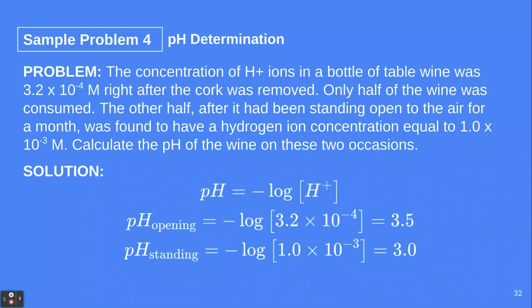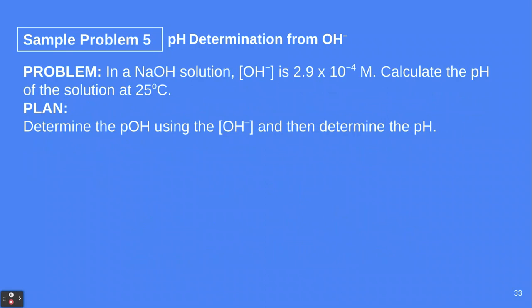This next one, in a sodium hydroxide solution, the hydroxide concentration is 2.9 times 10 to the negative 4th molar. I want you to calculate the pH of the solution at 25 degrees Celsius. So what I would do is determine the pOH using the hydroxide concentration, the OH minus concentration. Once you know the pOH, remember there's that nice handy calculation, pOH plus pH equals 14, so you can solve for your pH at that point.